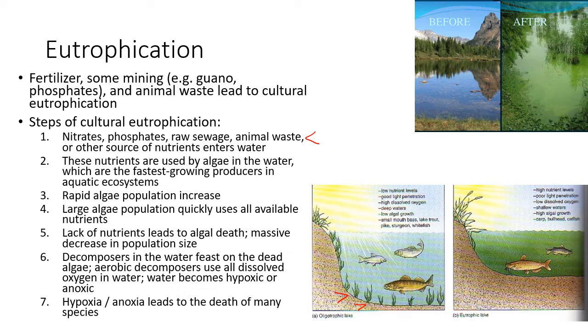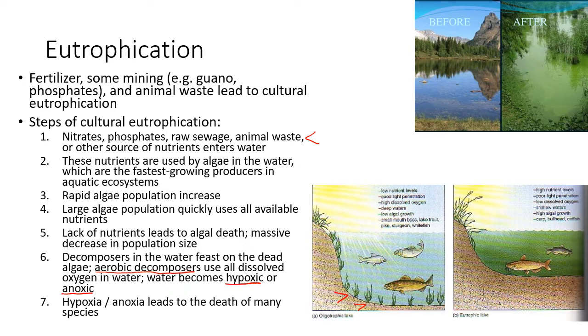You're going to have a massive decrease in population size, but you're going to have a feast for the decomposers. The decomposers in that water are going to decompose all of those algae, and the aerobic decomposers are going to use all the dissolved oxygen in that water. There's a set amount of dissolved oxygen, and those decomposers are going to use it all because they're working overtime and have a massive population increase. That water is therefore going to become hypoxic, meaning low oxygen, or anoxic, meaning no oxygen.